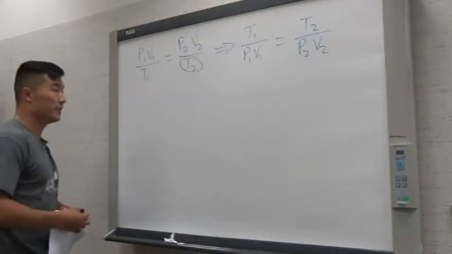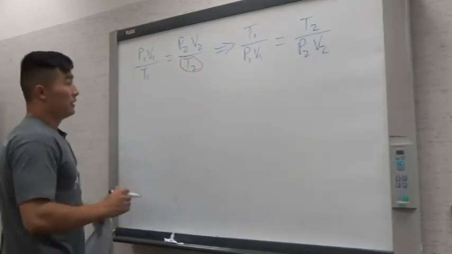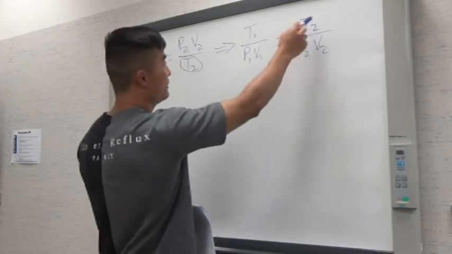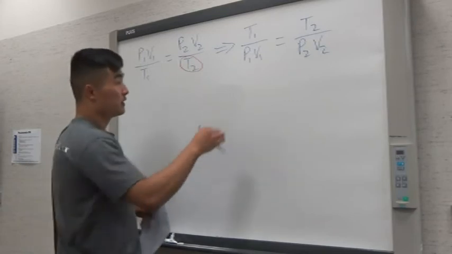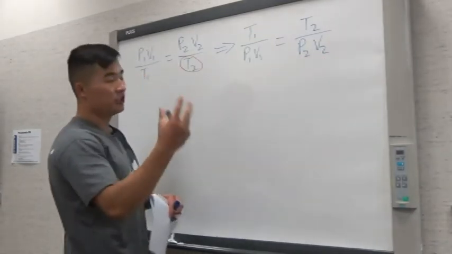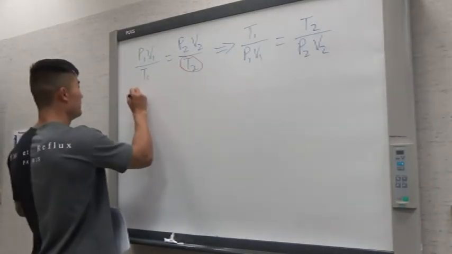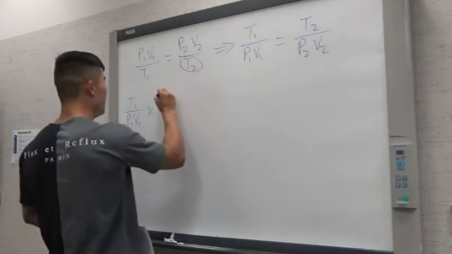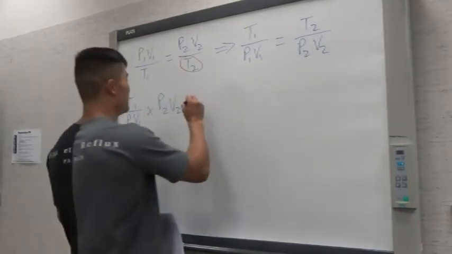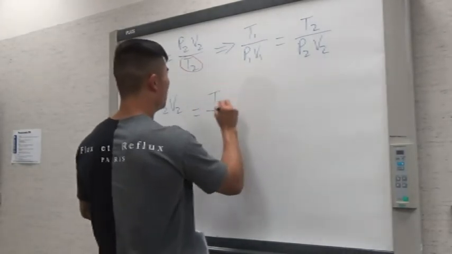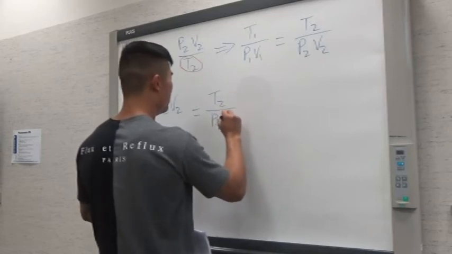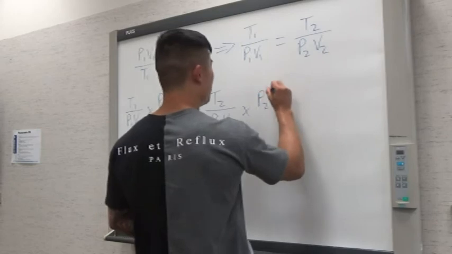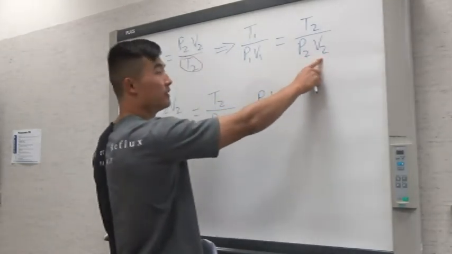Okay, so now we've flipped both sides of the equation, and that's still the same equation. The next thing we want to do is multiply both sides by P2V2, because we want to get rid of this and get T2 on its own. So what's going to end up happening is that P2 and V2 will just end up here, but I'll show you how that happens. So we've got T1 over P1V1 times P2 times V2. Right, and that's going to be equal to T2 over P2V2 times P2V2, because we've multiplied both sides by P2V2 to get rid of that.